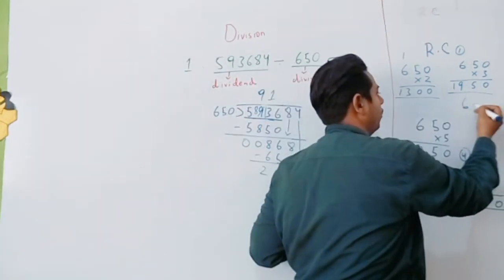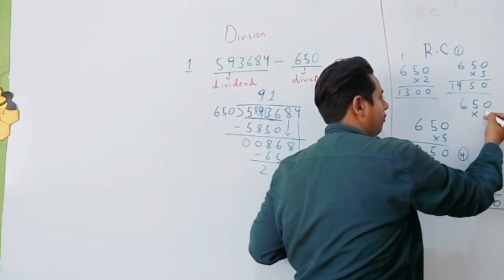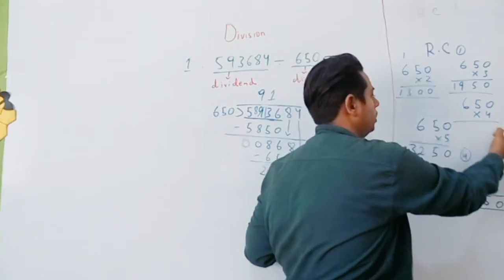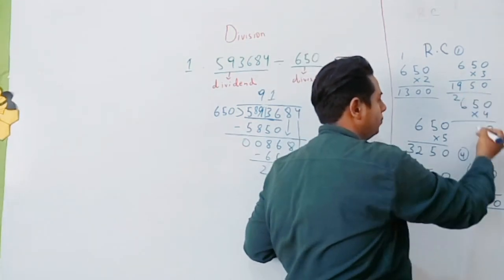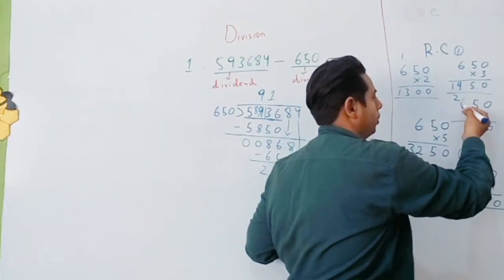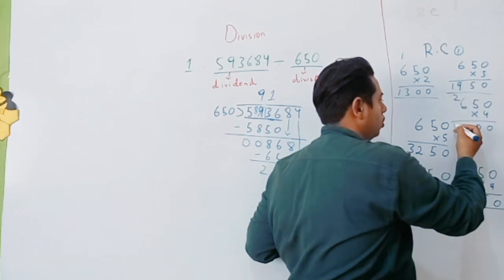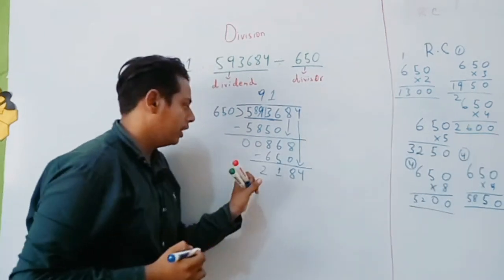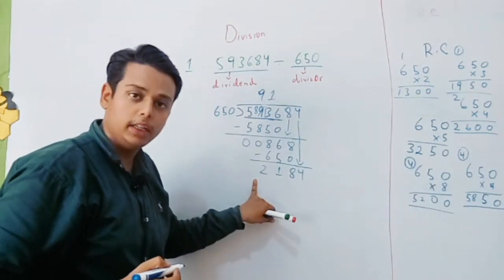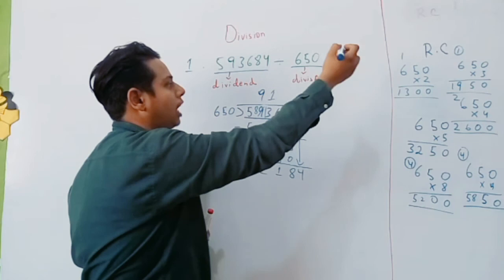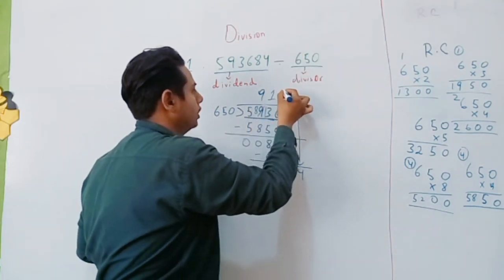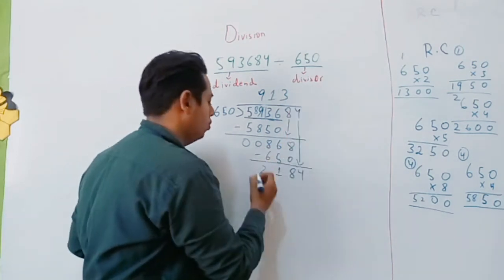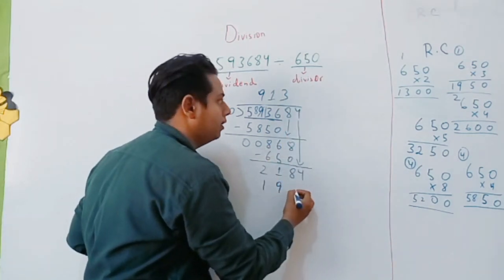But I will check first that if I multiply with the 4, so what answer is coming? 4 zeros are 0, 4 fives are 20, and 4 sixes are 24. 24 plus 2, 24, 25, 26. 2600 is coming, which is greater than 2184. So what I will use? I will use 3s. 650 multiplied by 3 is equal to 1950.